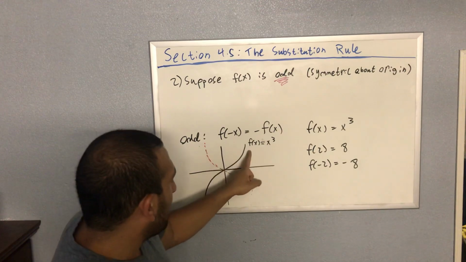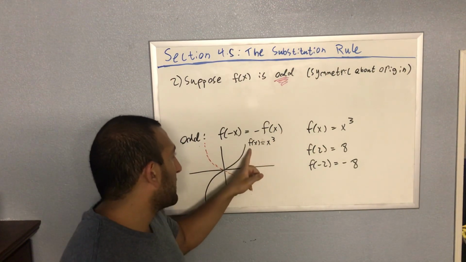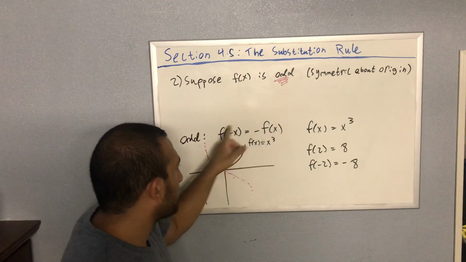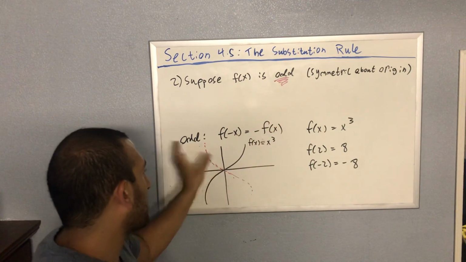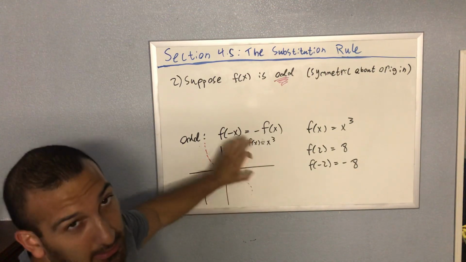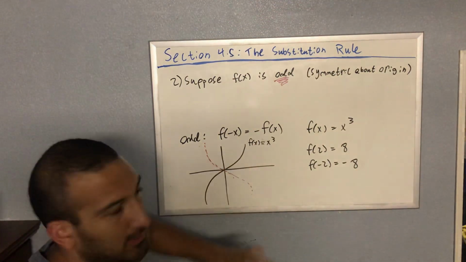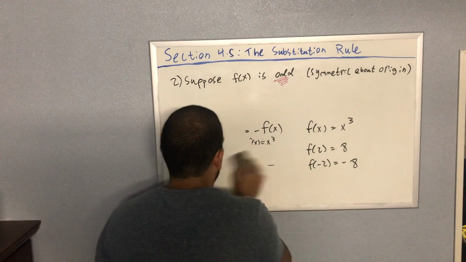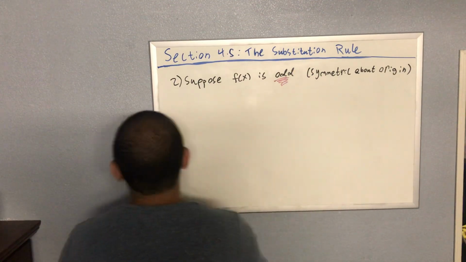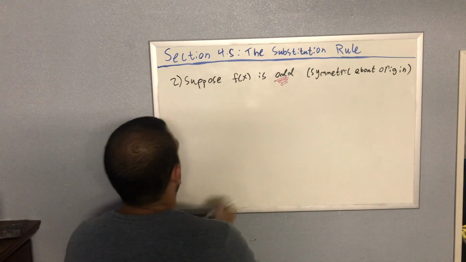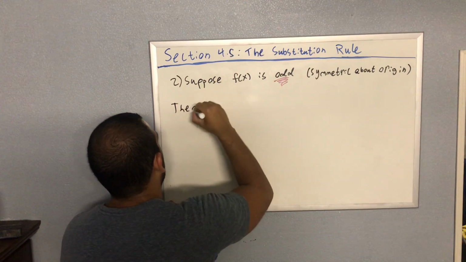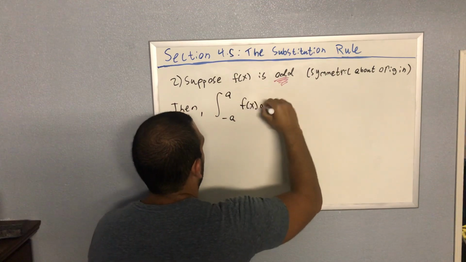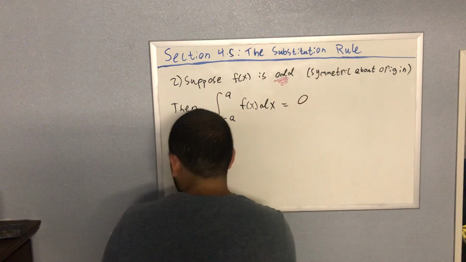So again, if you have the formula for the function, an explicit function here, x cubed, then you can check whether it's even or odd by checking this property. Or if you have the graph, you can check it by checking this geometric property about the flips and things like that. Okay, so either way, suppose we have an odd function. Then this would be true: smack dab 0.